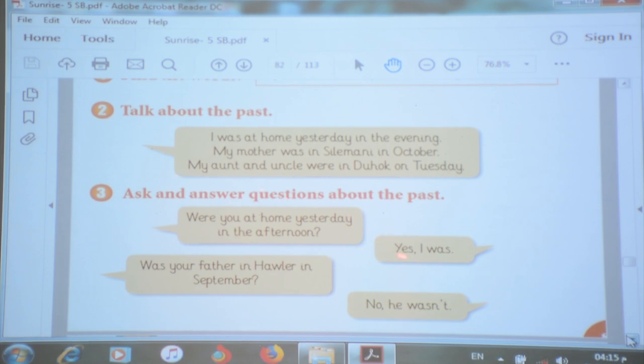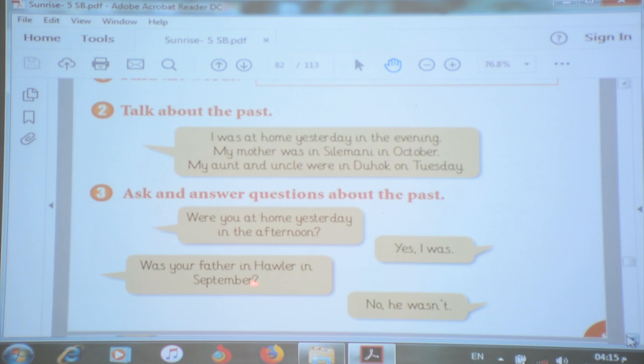And the answer is yes, I was. It's a positive answer, not negative, not no. It's yes. Yes, I was. And there's you. If somebody asks you, you should answer with I. Change you to I. Yes, I was.